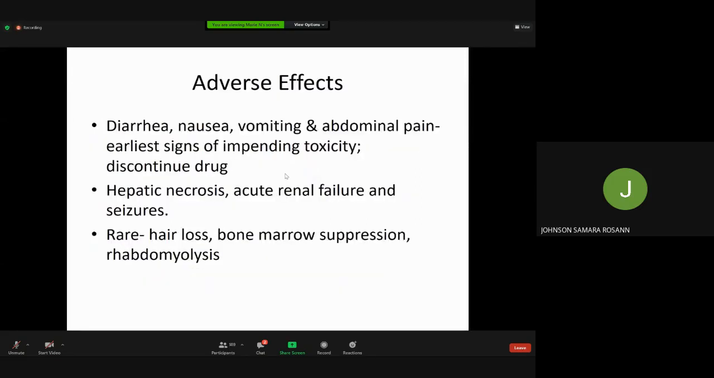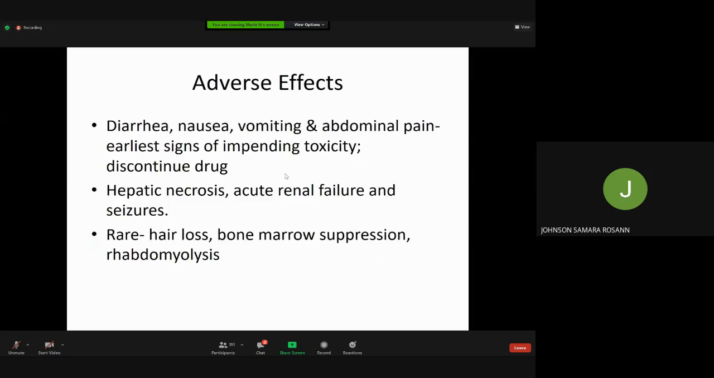Adverse effects associated with colchicine. This is a must remember slide, because if you're not careful with colchicine, you will have severe diarrhea. So the doses I've talked about have to be adhered to exactly. Otherwise, your patient comes in with very bad diarrhea. They also get nausea, vomiting, and abdominal pain. So those are the earliest signs of impending toxicity, and you must warn your patient about it.